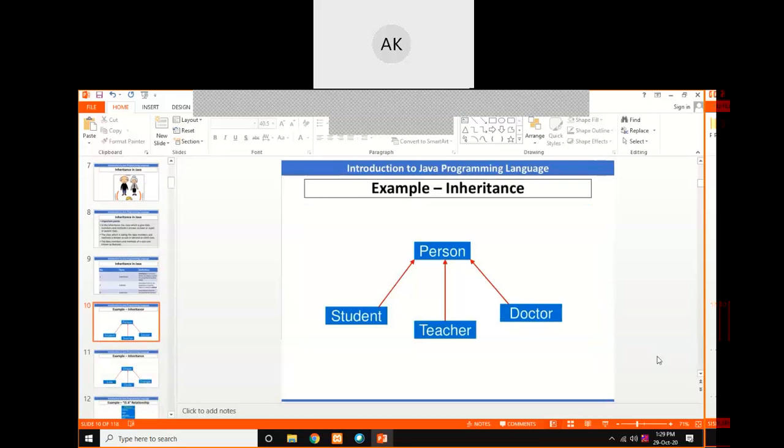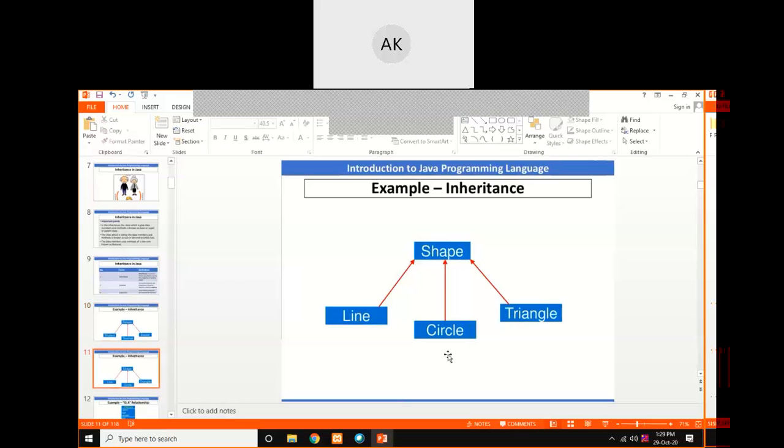Then this diagram represents what we mean by inheritance. When I'm talking about student, teacher and doctor, all these three different entities, a student is also a person, a teacher is also a person, a doctor is also a person. In order to form the student, teacher and doctor, obviously they should be a person first. So student is a person, teacher is a person, doctor is a person. That is how we form the is-a relationship.